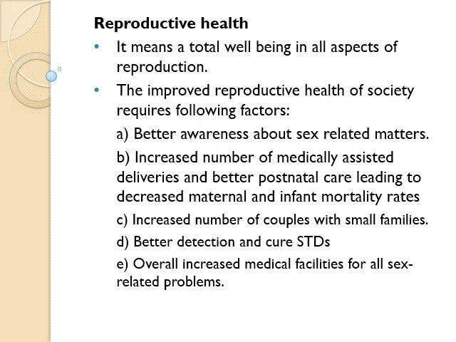Next, we will see the factors required for the improved reproductive health of society. They are better awareness about sex-related matters. Then, increased number of medically assisted deliveries and better postnatal care, that is after-birth care. Next is better detection and cure of STDs. Overall increase in medical facilities for all sex-related problems, etc.